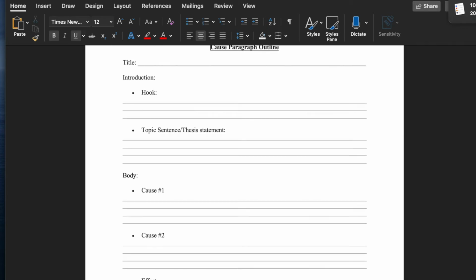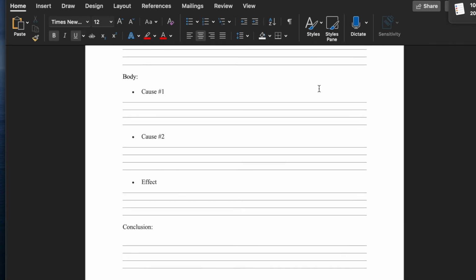They all follow the same format: the title of your paper, your introduction, which has your hook, your topic sentence or your thesis statement, and then your body. 2 causes which led to 1 effect, and then the conclusion, right? So here we would say government overspending, royal overspending, taxes caused the French Revolution. And so this could possibly be an example of an outline for the one that we just read.